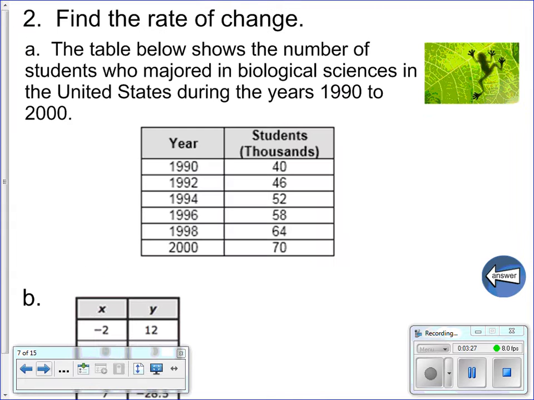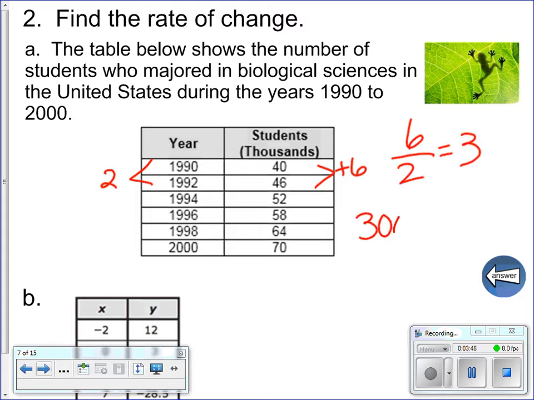The second one, find the rate of change from the table. The table below shows the number of students who majored in biological sciences in the United States during the years 1990 to 2000. So let's find this rate of change. This is going up by 6, as this goes up by 2. That means our rate of change is 6 over 2, which is 3. So we would say there is a 3,000 student increase per year.